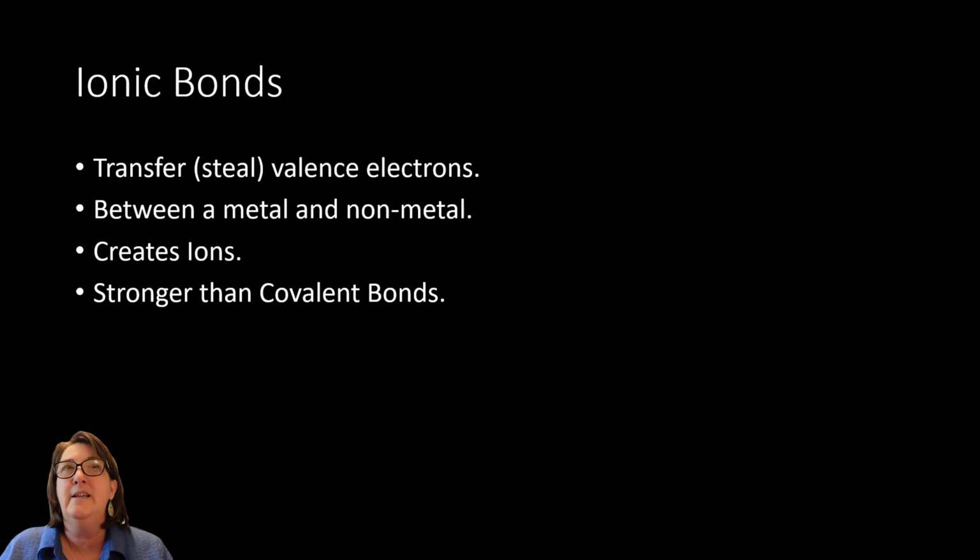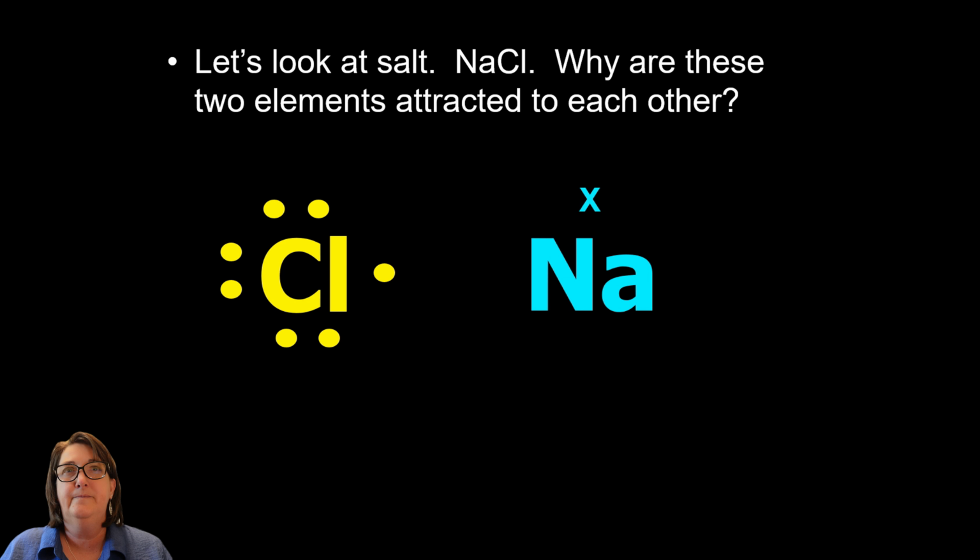Ionic bonds are going to steal valence electrons. They're going to be between a metal and a nonmetal. And these create ions, which means that there's an electrical charge, a positive or a negative charge on those atoms. Ionics are going to be a lot stronger than a covalent bond.